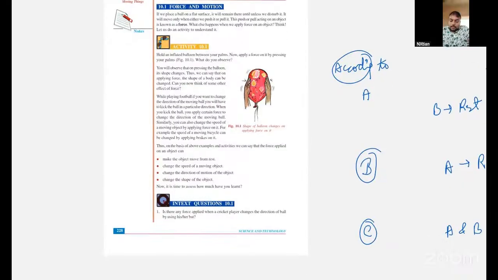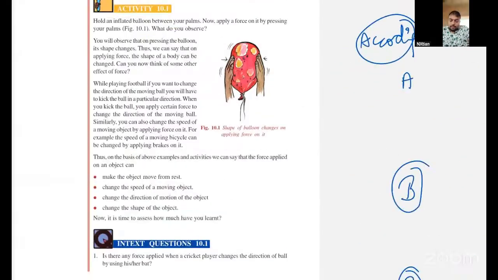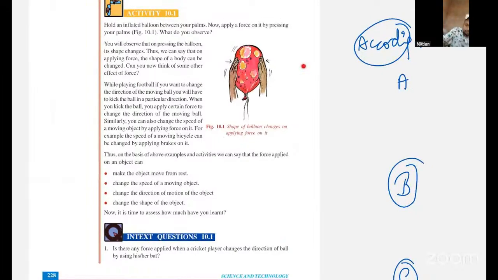We'll read this activity. Hold an inflated balloon between your palms. Now apply force on it by pressing your palms. Figure 10.1. What do you observe? You observe that on pressing the balloon, its shape changes. Thus, we can say that by applying force, the shape of a body can be changed.